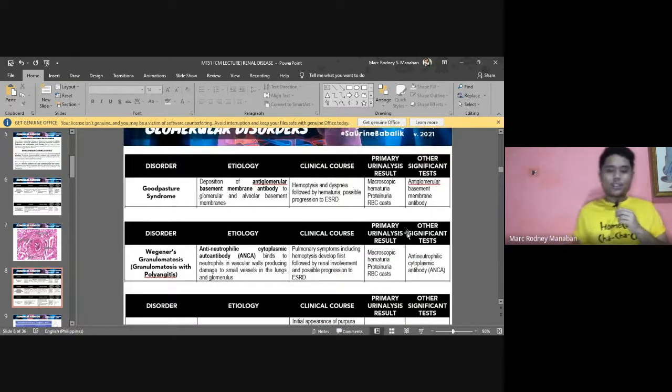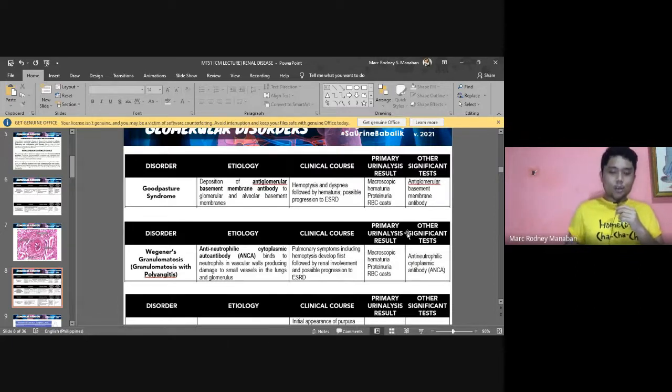Number one, you have Goodpasture syndrome. For Goodpasture syndrome, it's the reaction of an antibody against the glomerular membrane. So it's an anti-glomerular basement membrane antibody. But aside from that, it can also affect the lungs. Not only the glomerulus but also the lungs, because the lungs have a basement membrane, and the antibody produced can react also with the basement membrane of the alveoli.